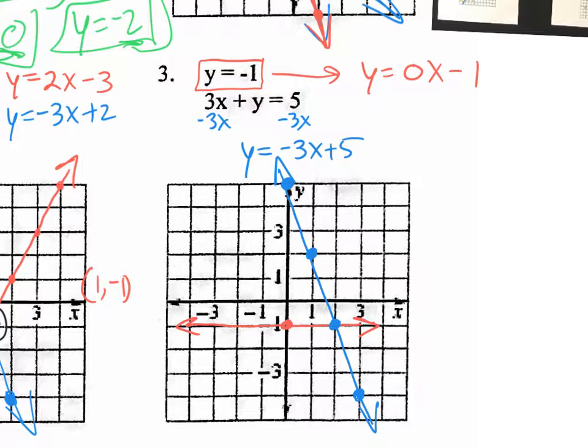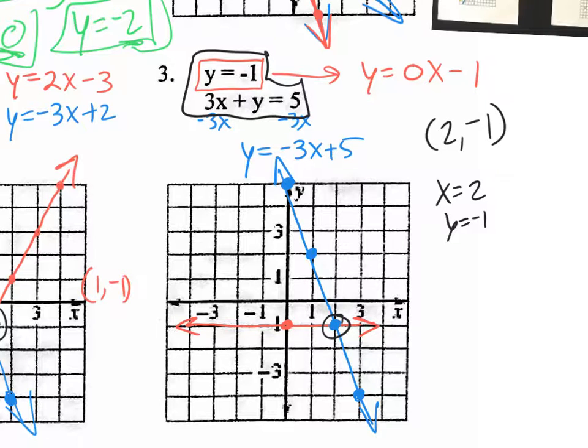2, negative 1. Perfect. Right here. The point of intersection. The x and y values that are being shared by both lines. So 2, negative 1, that's your solution. X equals 2, y equals negative 1. That's your answer.